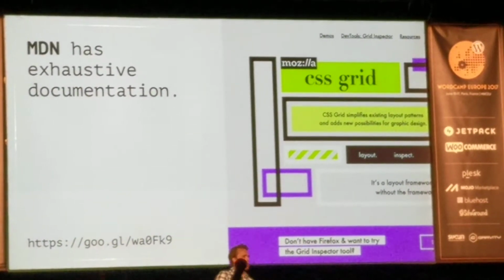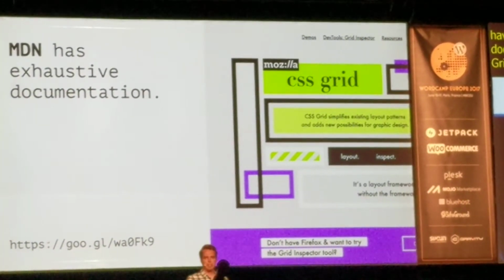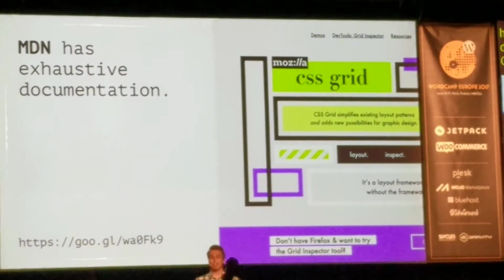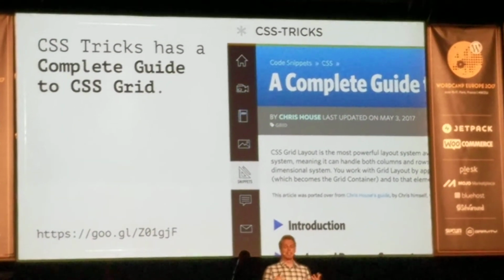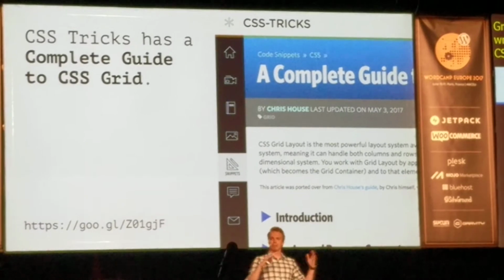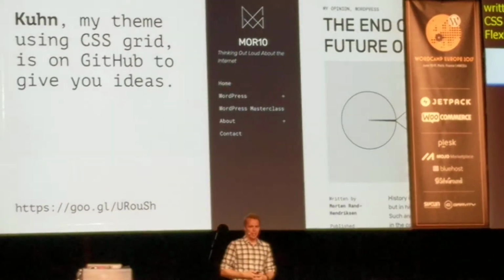Mozilla Developer Network has tons of documentation, most of it written by either Rachel Andrew or Jen Simmons. It is a great resource. It's documented every single property and everything that's going on. CSS-Tricks has a complete guide to CSS Grid, which is just like the complete guide to Flexbox, which is also the same content over again.